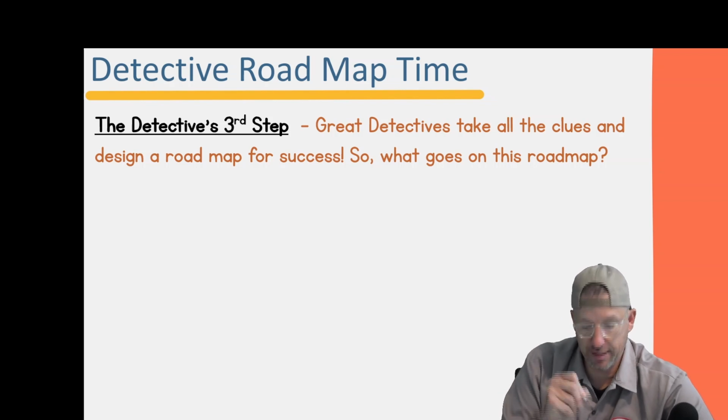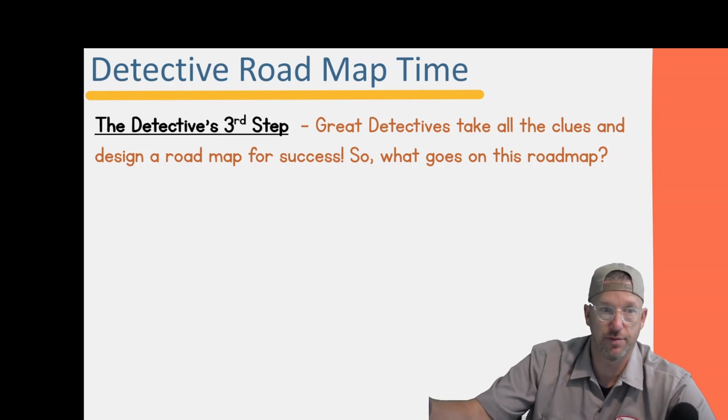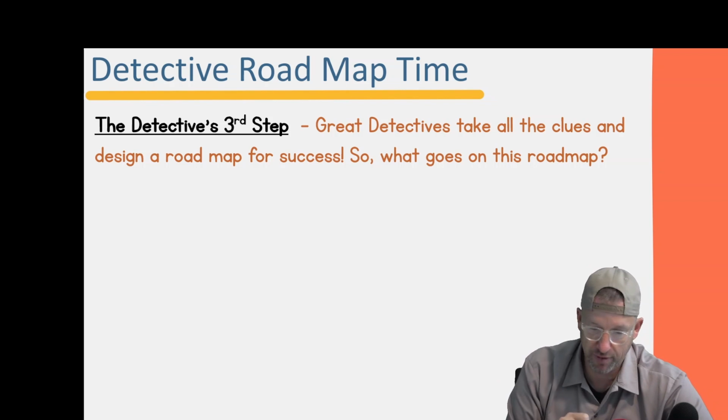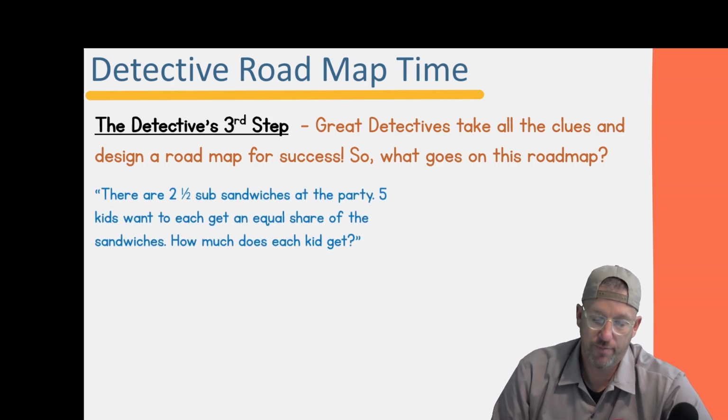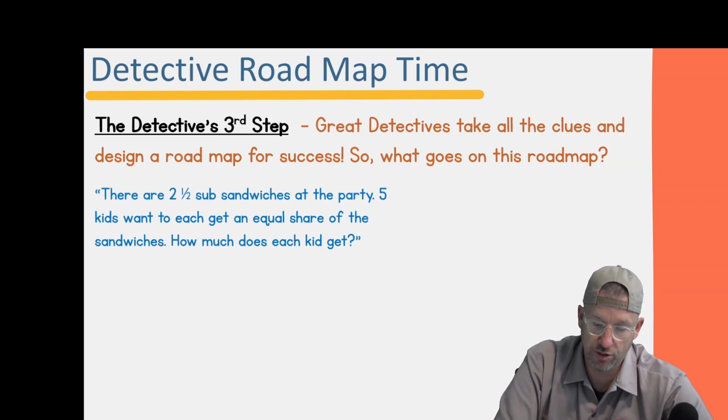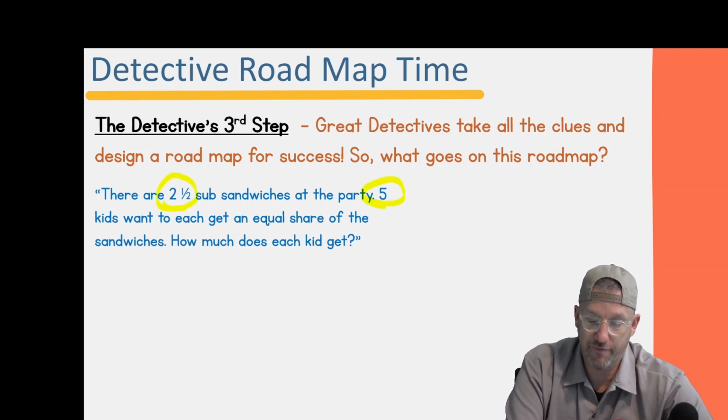A roadmap means I'm going to start here at my house. I'm going to end up at Disney World. In this case, I'm going to start with something and I'm going to end up with my answer or solving the case. So here's what we do. We kind of look at this and let's go do step 2 real quick. Step 2 said to identify all the numbers. So we have 2.5 and we have 5.